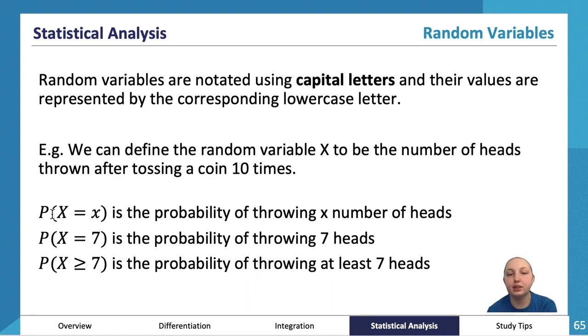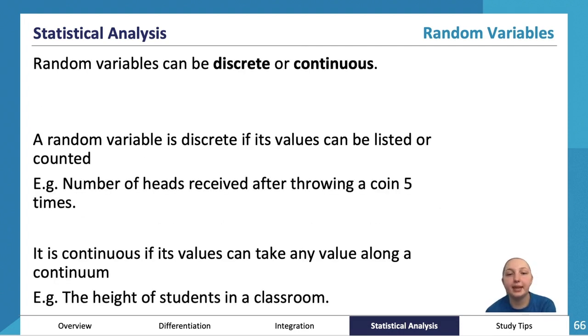So the uppercase is like the actual variable. So let's say uppercase X is the number of heads, and lowercase x is like the probability of throwing whatever number of heads. Okay, so your random variables can be discrete or continuous.